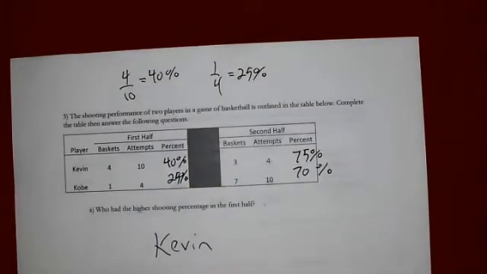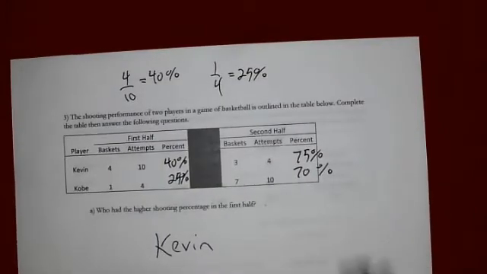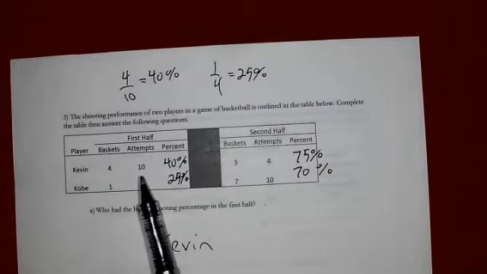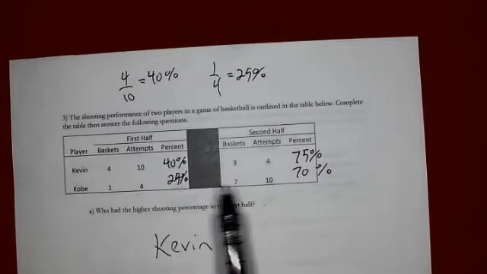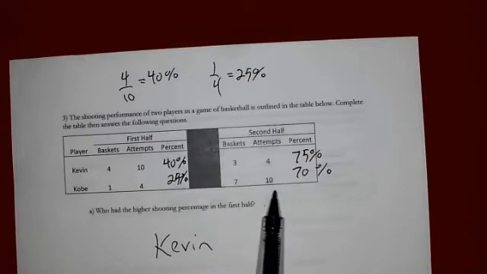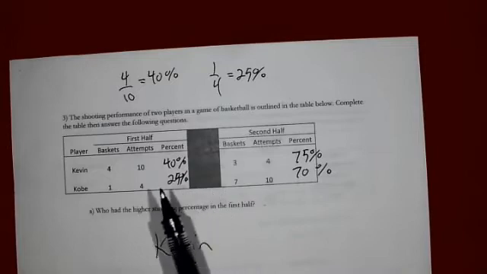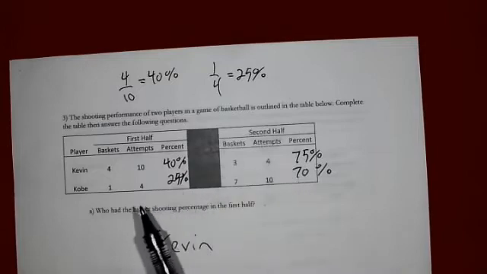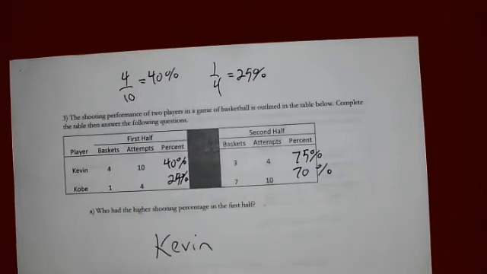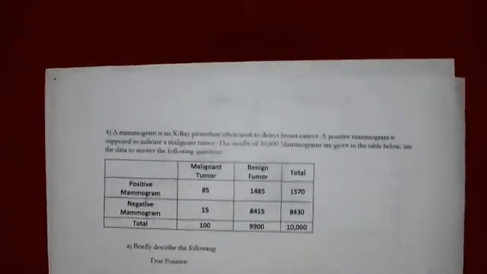Now, why is that? Because if you look at the number of attempts, Kevin had way more attempts in the first half than Kobe did, but Kobe had way more attempts in the second half than Kevin did. So since they really don't have the same number of attempts in each half, that can distort things. So let's look at something where we get even more of a distortion.